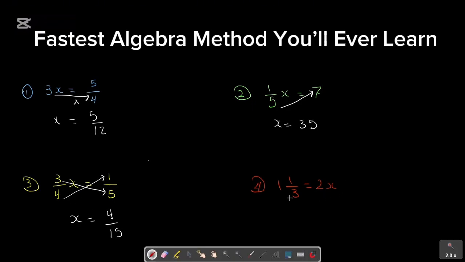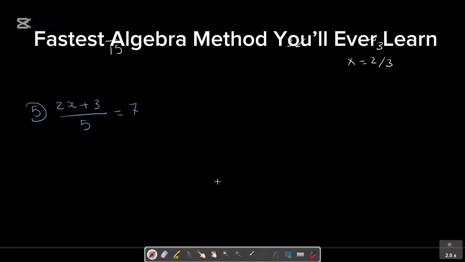How about here? Can we cross multiply right away? No, we can't. We have to change this into an improper fraction first. So 1 times 3 is 3, plus 1 is 4. So that becomes 4/3 equals 2x. Now all I need to do is cross multiply the 2 into the 3, and you're going to get 4 over 6 equals x. Reduce to simplify, so you get 2/3, and therefore the final answer is x equals 2/3.